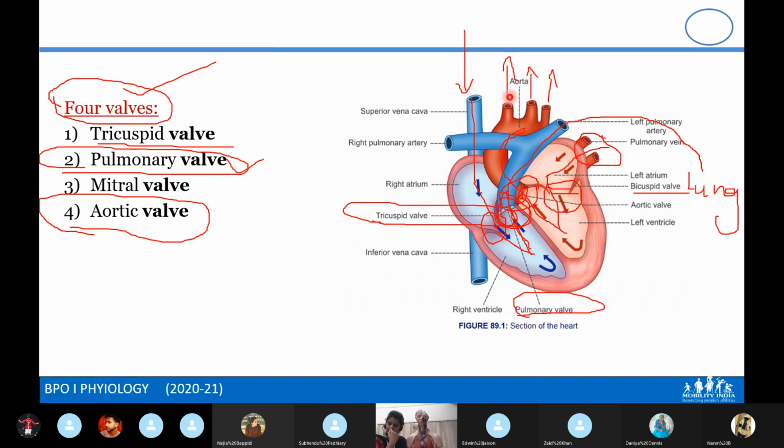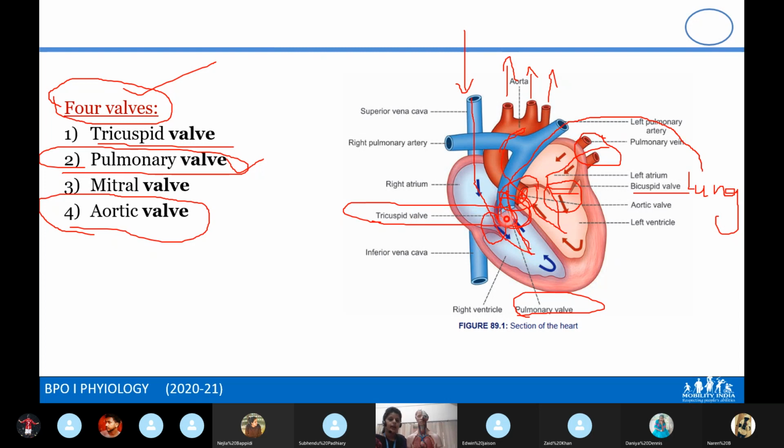Okay, the blood passes. The deoxygenated blood is received by the superior vena cava and down from the inferior vena cava to the right atrium. From there it goes to the right ventricle with the help of a valve, which is called the tricuspid valve.